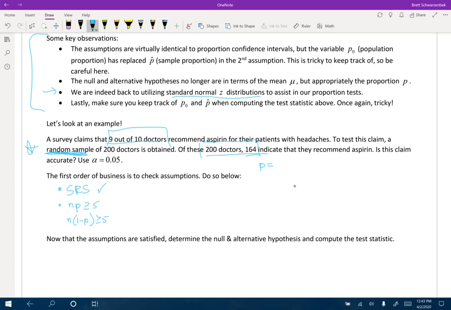So this isn't coming from a sample. This is coming from a prior survey, which means it seems that 9 out of 10, or 0.9, in our problem represents our proportion. So worth noting that is technically p sub 0, but we can just say p for now. Which means that if you look at this, it says of these 200 doctors, 164 indicate that they recommended aspirin. So they're saying that that's coming from the sample, which means 164 to 200 is our p hat, which by the way is 0.82.